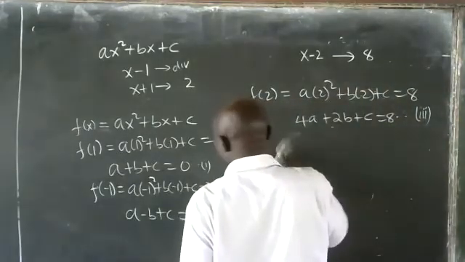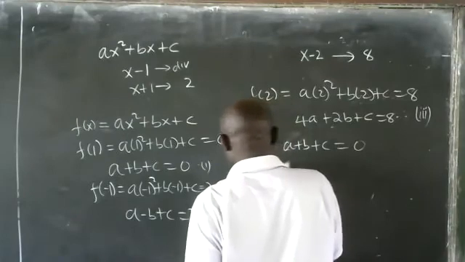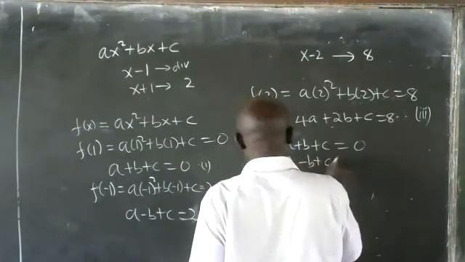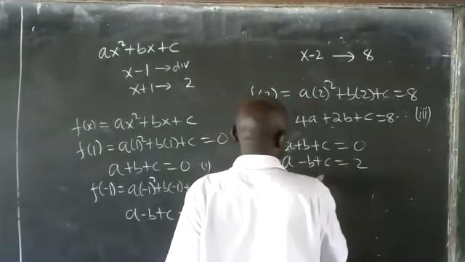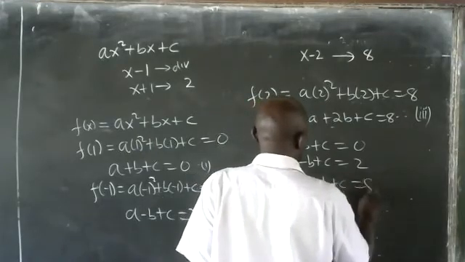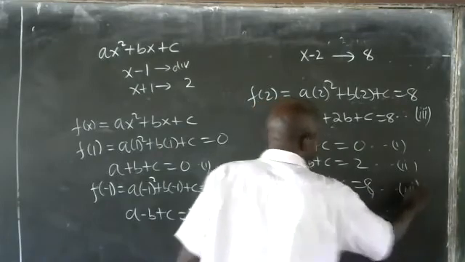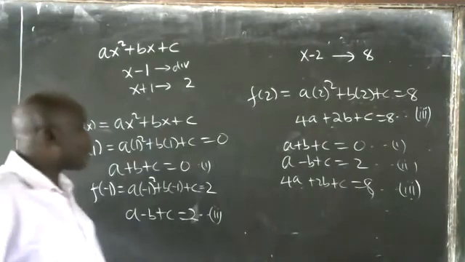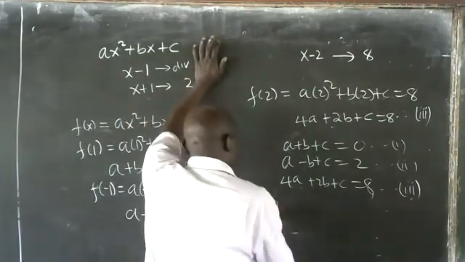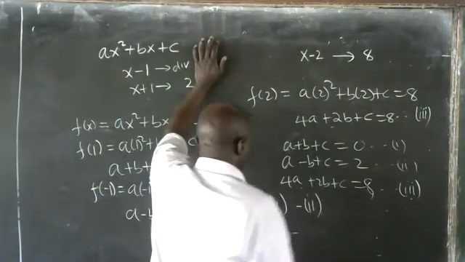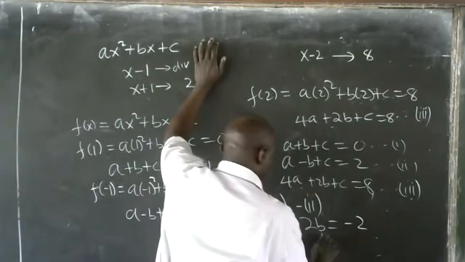So if I have my a plus b plus c is equal to 0, I have my a minus b plus c is equal to 2, and I have my 4a plus 2b plus c equal to 8. And this is 1, and this is 2, and this is 3. So you can use the elimination method by subtracting equation 1 and equation 2. Equation 1 minus equation 2, you shall have 2b equal to negative 2. So b will be negative 1.